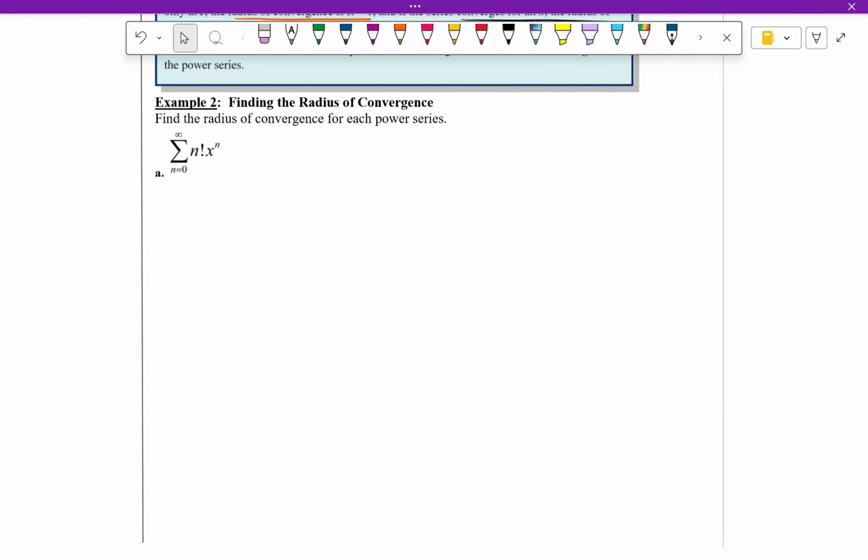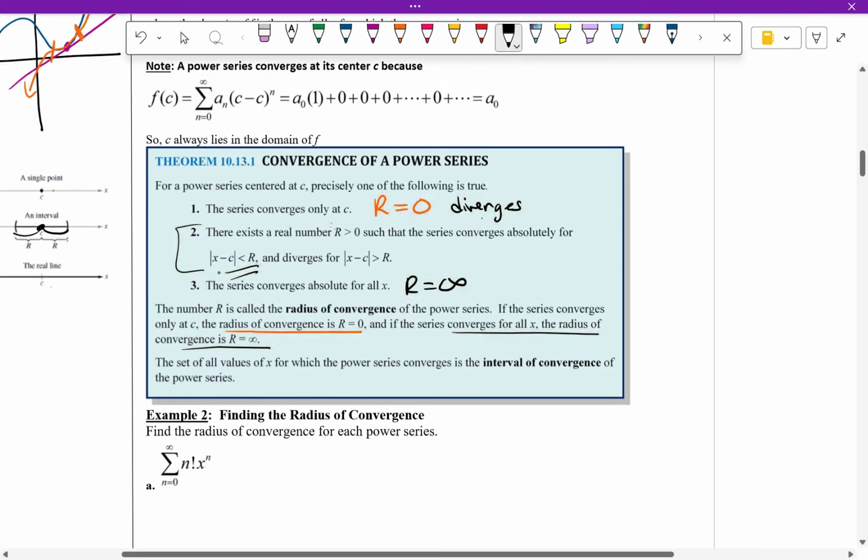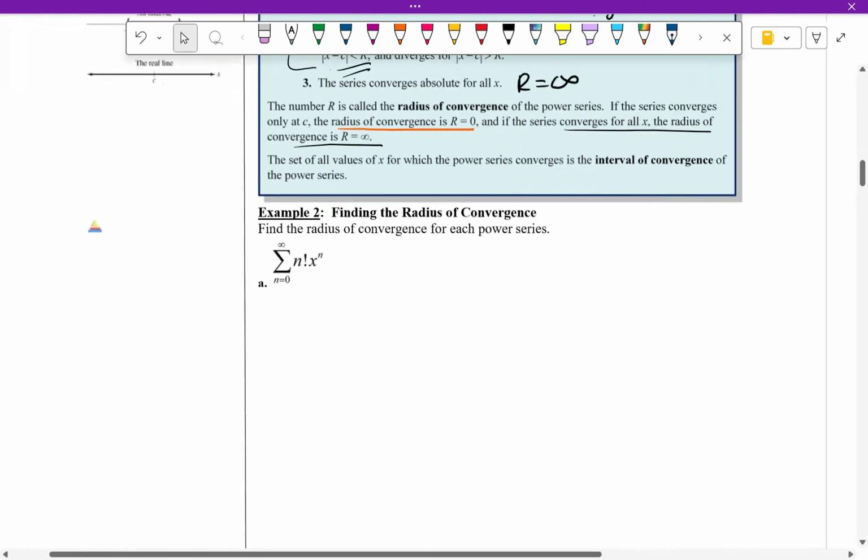So example 2, finding the radius of convergence. Find the radius of convergence of each power series. So all we're doing is dealing with the radius piece, okay? So I need to get it into this x minus c format, okay? The way that I'm going to do that is I am going to use a ratio test, okay? So we're going to use a ratio test. That's what I would put out here.